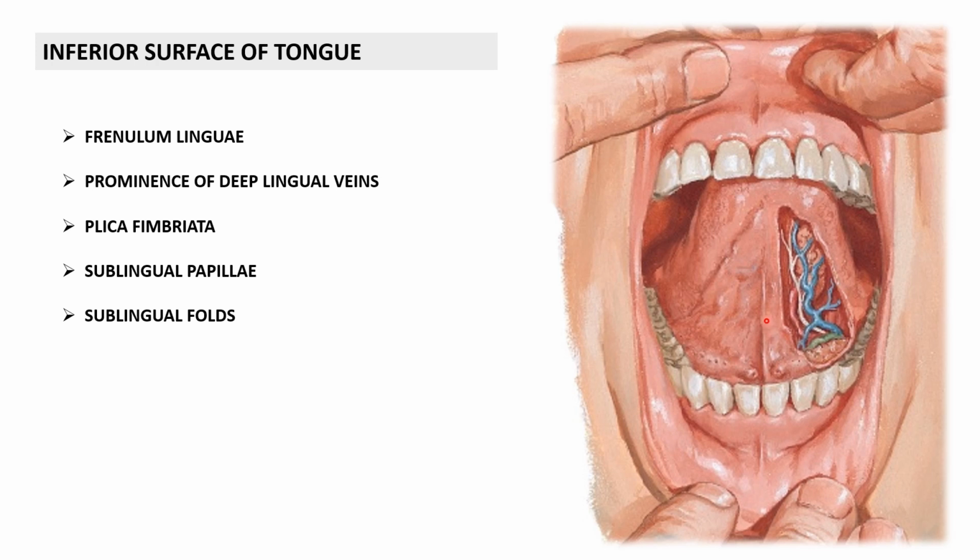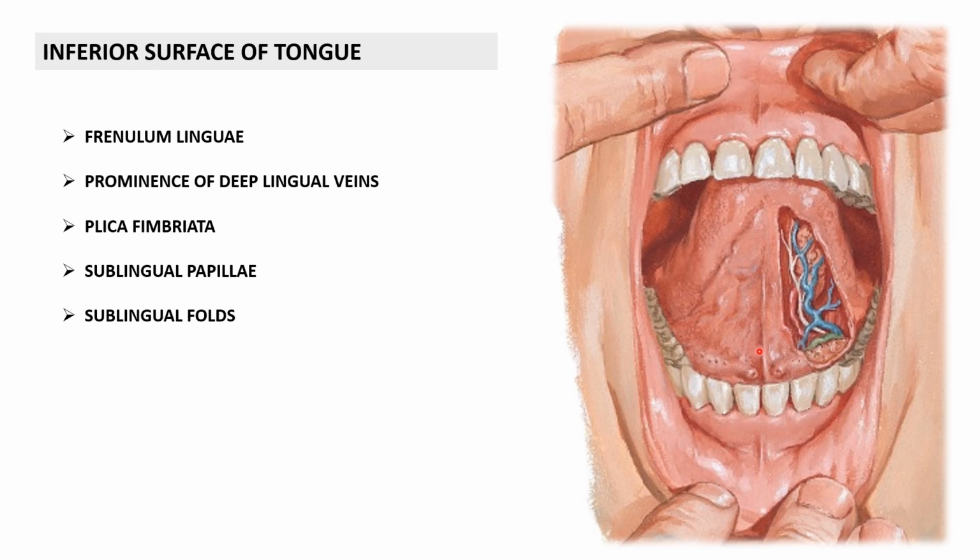There is a midline or median plane mucosal fold at the inferior surface of the tongue. This is called the frenulum linguae. This frenulum linguae connects the inferior surface of the tongue to the floor of the mouth. It is not very lengthy and may not reach up to the tip of the tongue, but it will be terminating at the halfway of the inferior surface.